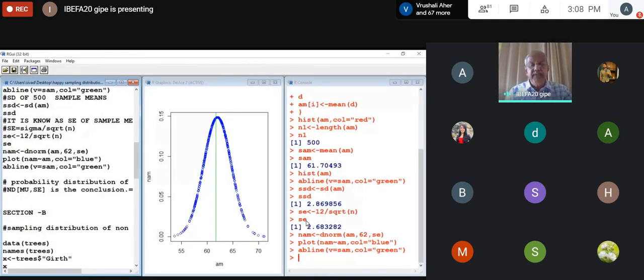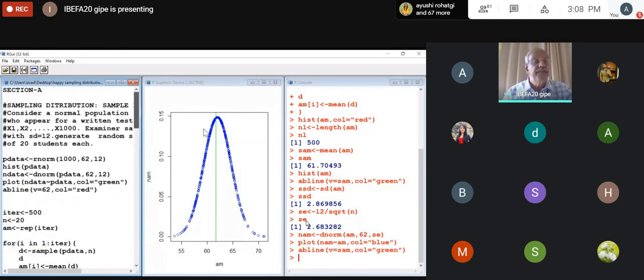I'm going to repeat section A. This is the shape of the graph it shows. Repeat my work.